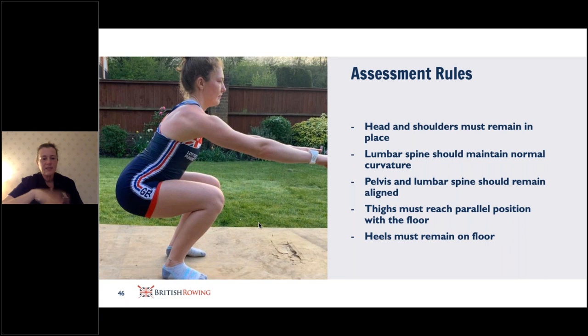And where we start to deviate from it, that is where we start to then put the training points in place to start to improve on those things. So James, any feedback in terms of coaching the squat that's come through?